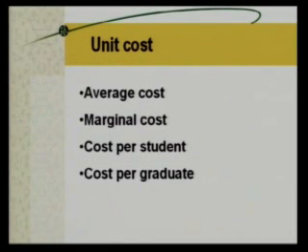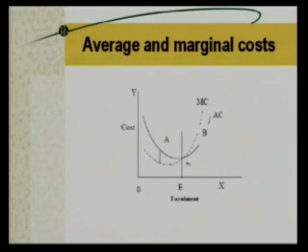Now let us get into the next transparency, which talks about the behavior of average and marginal costs. You would see from this transparency that the x-axis talks about the number of students enrolled. The y-axis talks about the cost per student. It could be total cost, but here we are talking about cost per student because we are talking about average cost and marginal cost. Marginal cost is indicated by these dotted lines, and the straight line indicates the average cost.